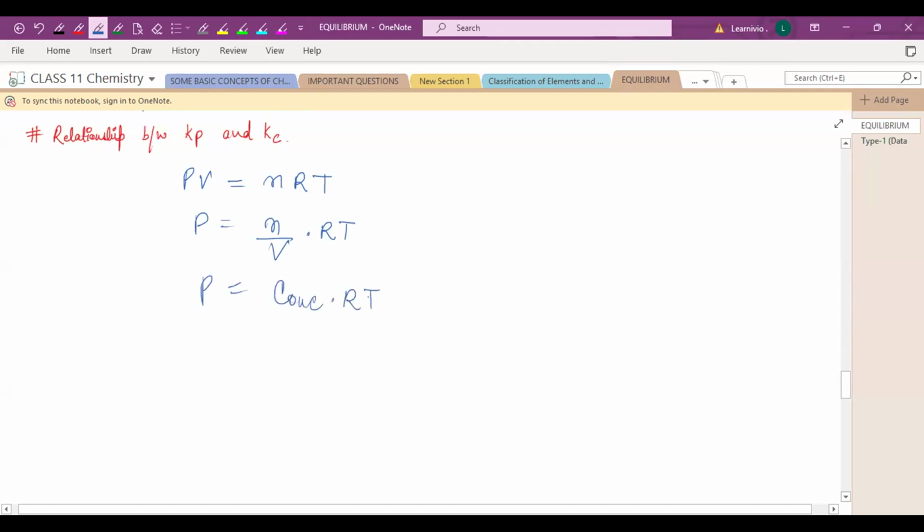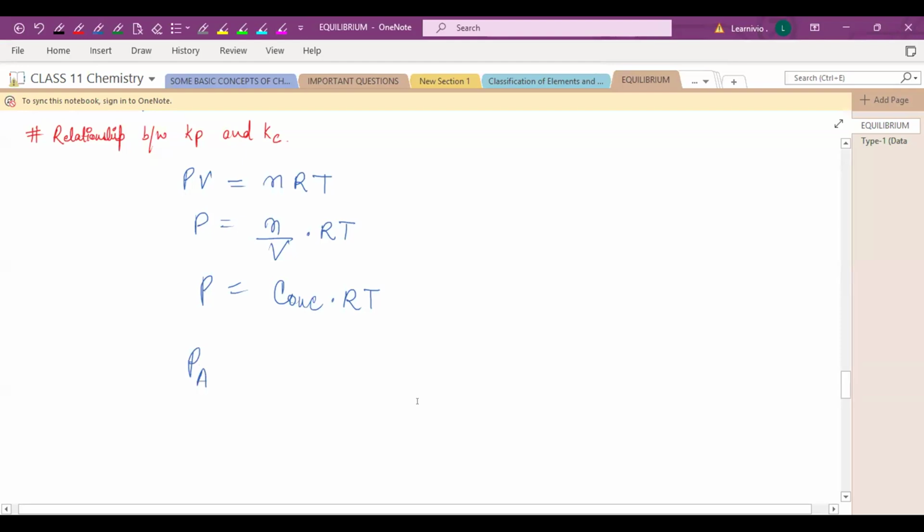Yes, we can. Because molarity is nothing but a concentration, so we can use concentration for that. The number of moles per unit volume is the molarity, and molarity is concentration. So, concentration into RT.